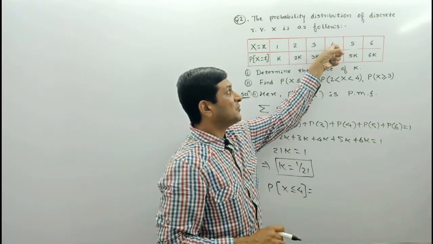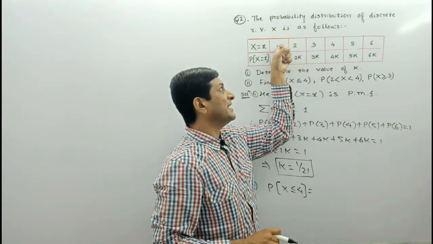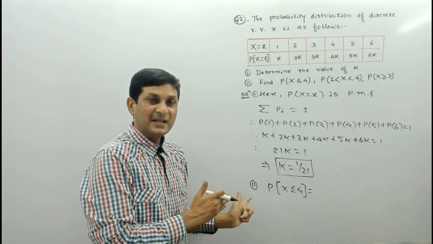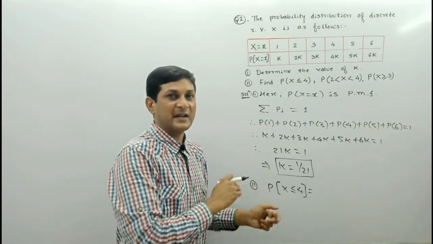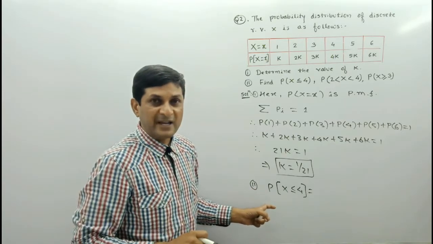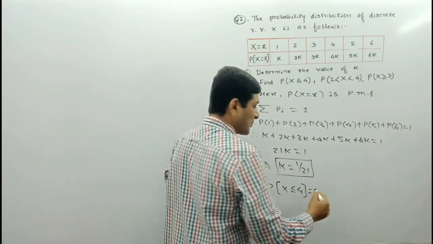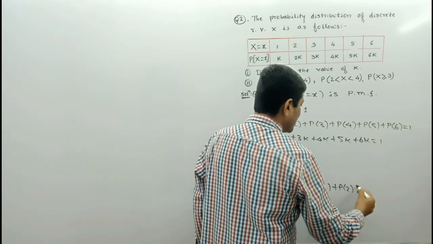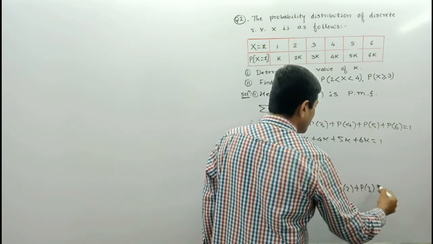Less than or equal to 4 means what? 4, 3, 2, 1. These are the values of X which satisfy this condition, means these are the values of X which are less than or equal to 4. So to find this value, we have to take the addition of these 4 probabilities, means P of 1 plus P of 2 plus P of 3 plus P of 4.